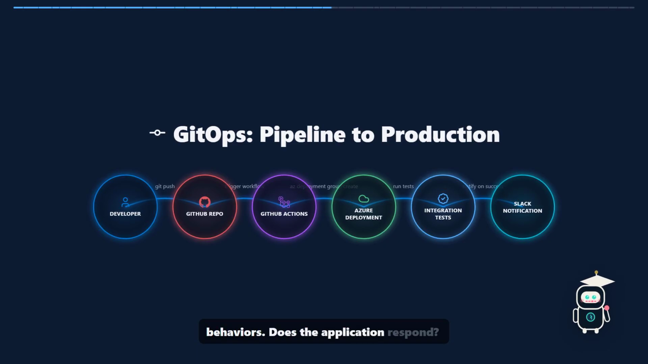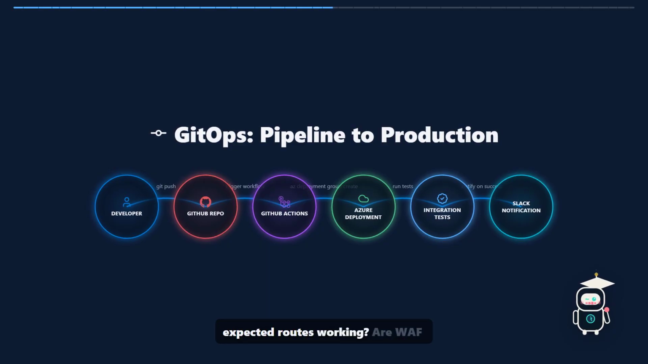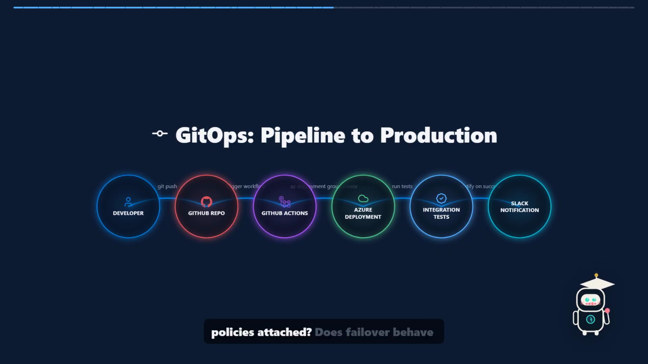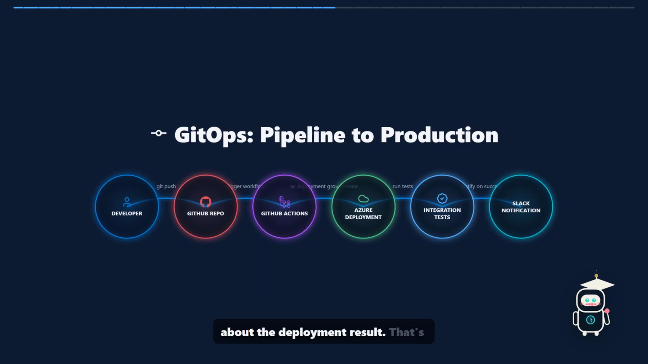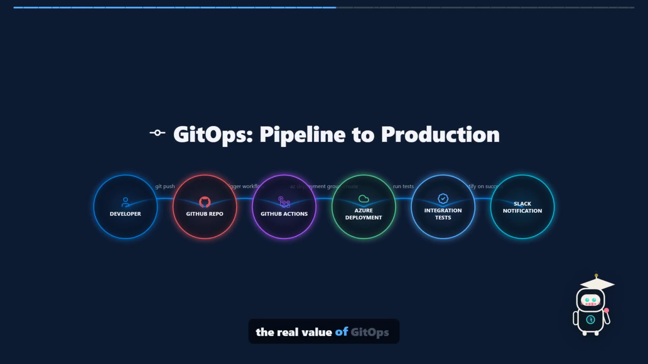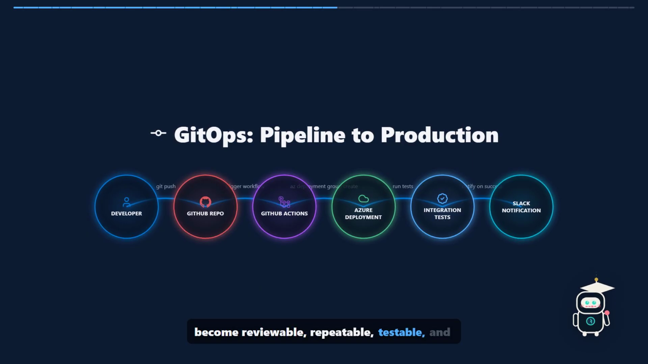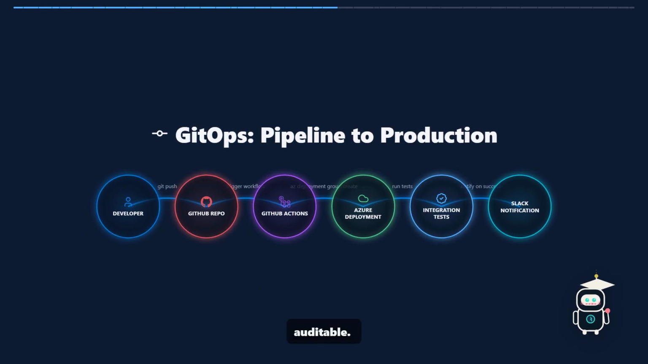Does the application respond? Are health probes healthy? Are expected routes working? Are WAF policies attached? Does failover behave as designed? Then your collaboration tools can notify the team about the deployment result. That's the real value of GitOps and infrastructure as code. Changes become reviewable, repeatable, testable, and auditable.